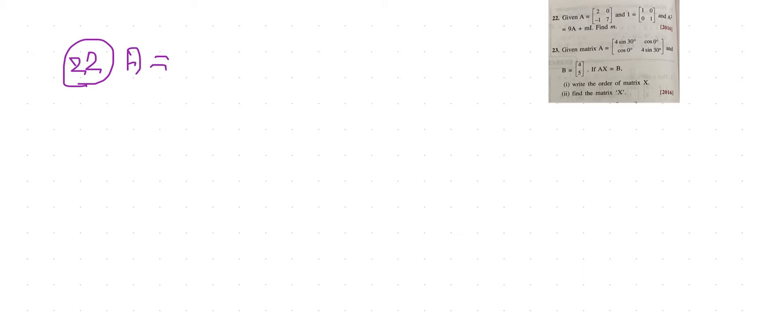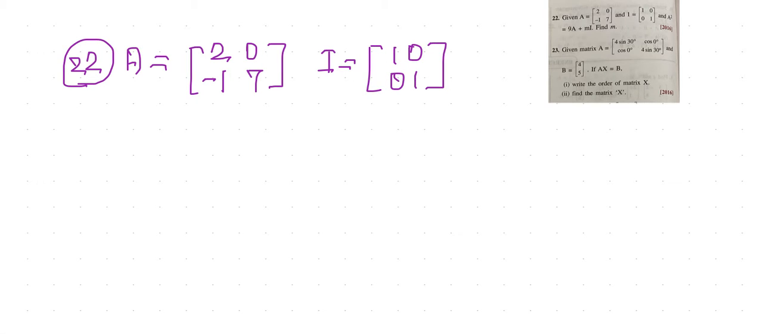Okay, so this is a different type of question, children. You can be marking this as important. A is the matrix 2, minus 1, 0 and 7, and the identity matrix is of the order 2 into 2, which is 1, 0, 0 and 1. Then what you will be writing is A square is equal to 9A plus mI.